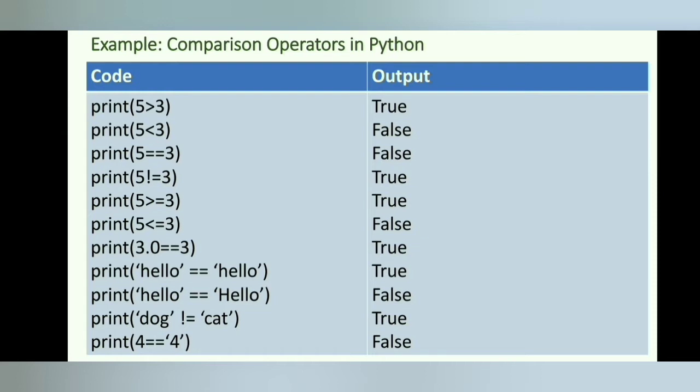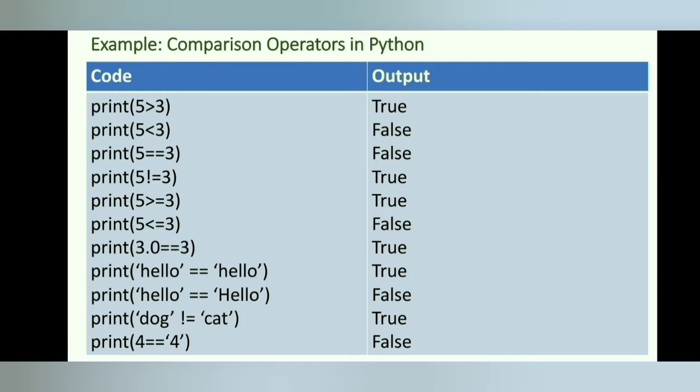Equal to evaluates to true when the values on both sides are the same, and not equal to evaluates to true when the two values are different. The equal to and not equal to operators can actually work with any values of any data type.